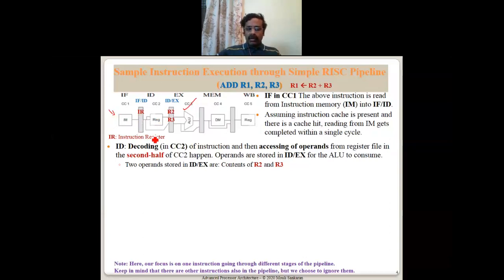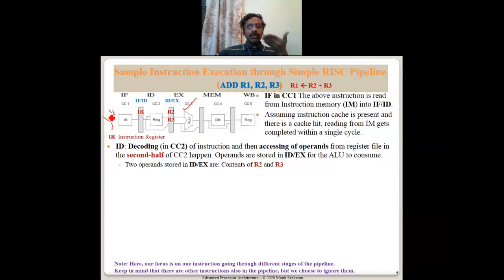Okay, I'm not talking about it, but you should have it in mind that it is not that the CPU is going to wait till this instruction finishes and then start fetching the next instruction. Then there is no use of pipeline. Pipeline is to perform multiple stages of operations on multiple instructions. So we are doing it simultaneously.